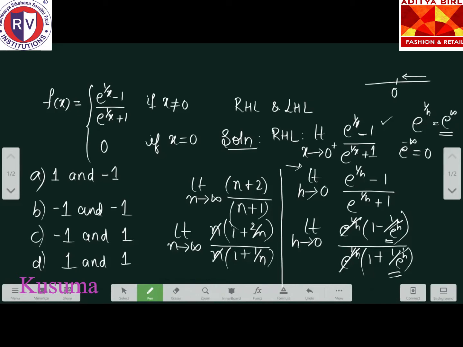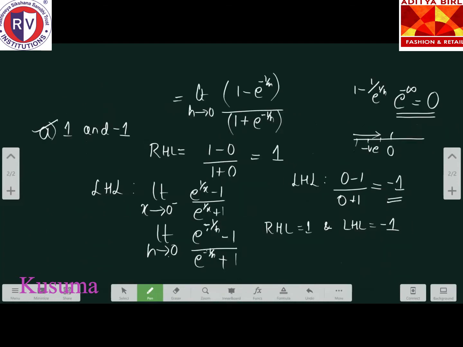Understood? Yes, ma'am. Okay. So shall we move on then? We'll move to continuity and differentiability.